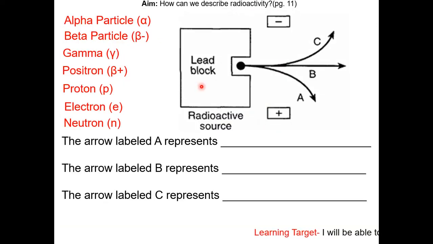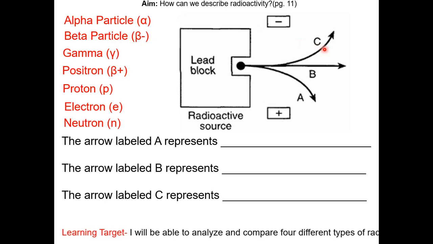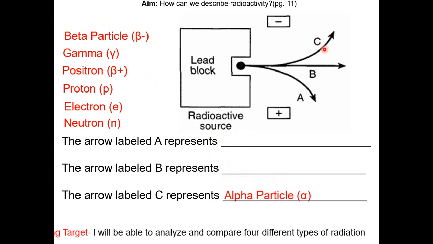Here we have a block that is a radioactive source that's releasing radiation, A, B, C. Next to the block are 2 charged plates, one negative and one positive. To figure out what each arrow can represent, we have to look at the direction of the arrow. Alpha particles are positive, therefore they will be attracted to the negatively charged plate. So arrow C can represent alpha particle.